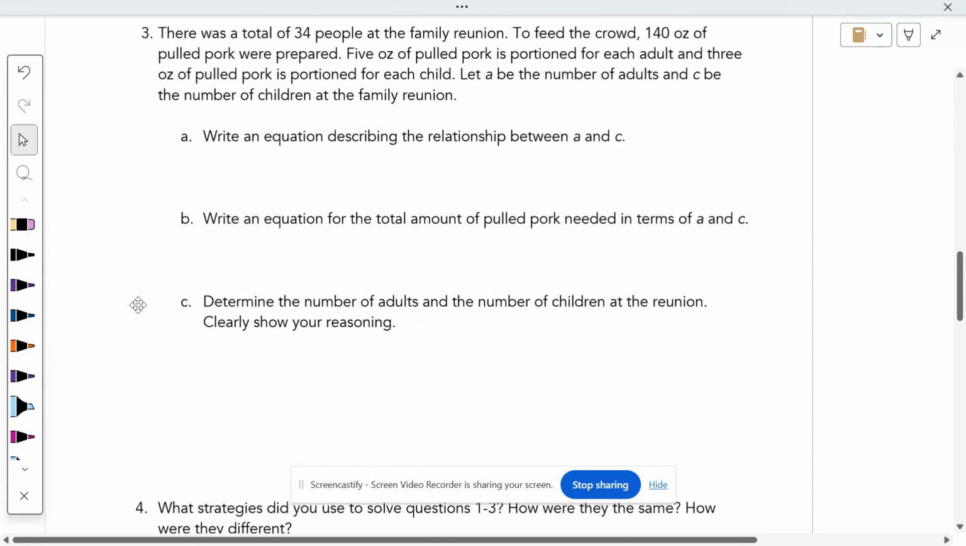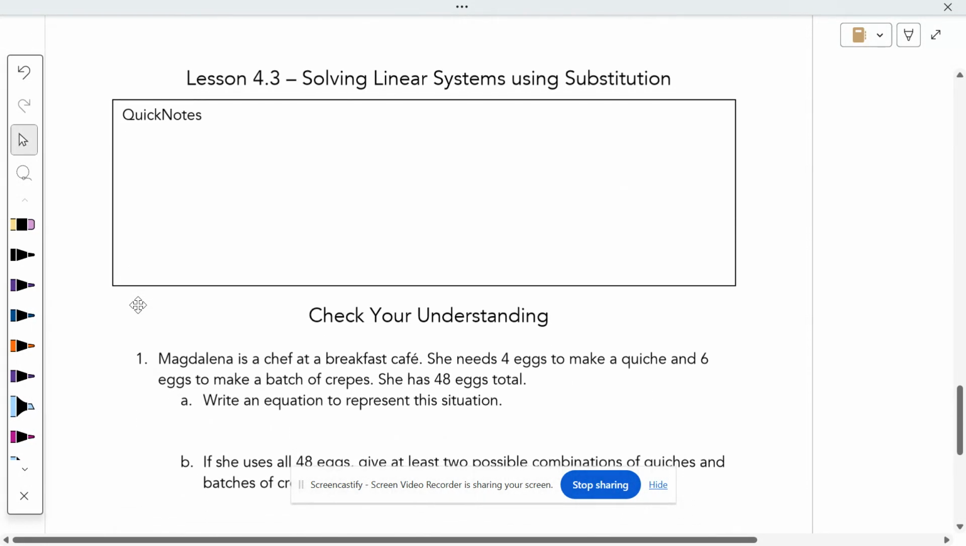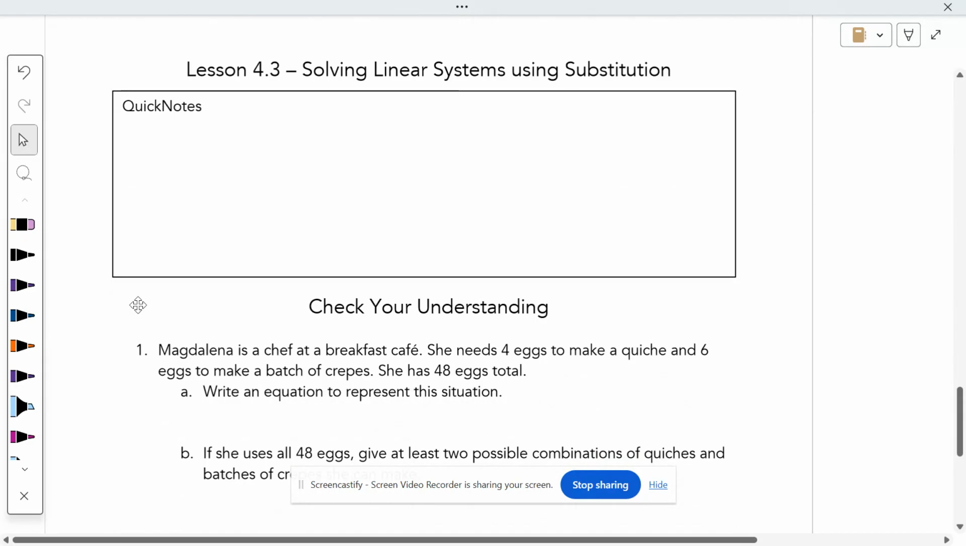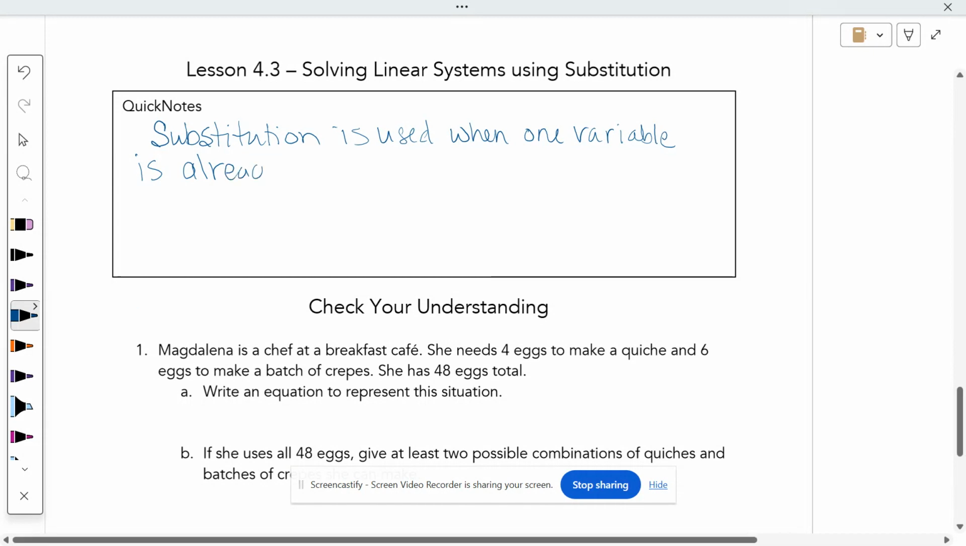So let's do some quick notes and talk about the main idea. So the main idea with substitution is that substitution is used when one variable is already isolated.